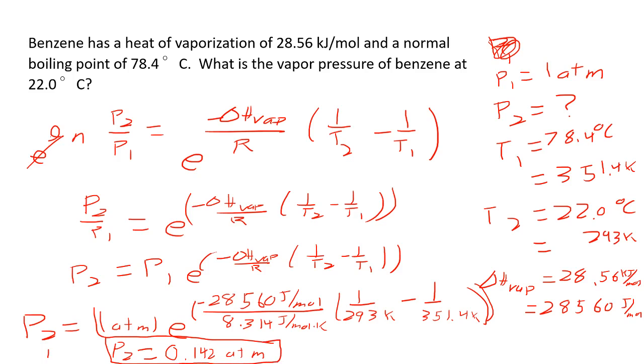You can also solve it if it gives you a vapor pressure for another place and wants to know a temperature related with that, so you can do it both ways. But this is how I would do it if I was trying to solve for P2 for a pressure. The other way, you just have to rearrange and get temperature by itself.